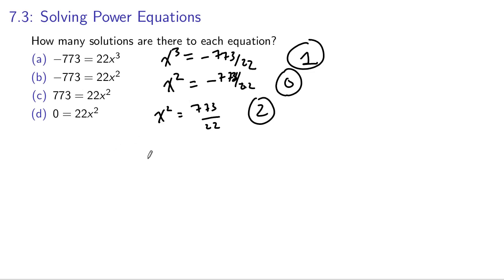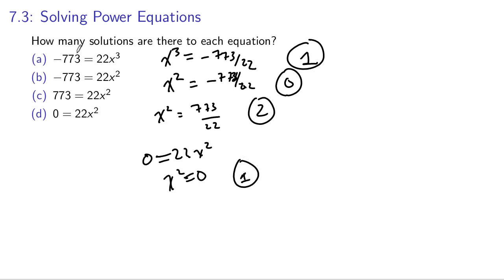And D, we have 0 is 22x squared. So x squared is 0 by dividing by 22. There's only one answer to this, 0. So one solution.